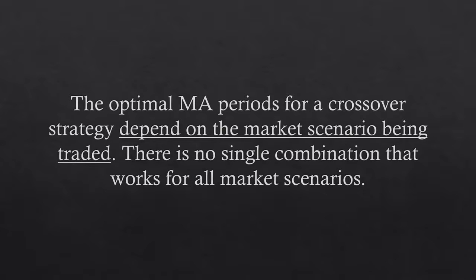Secret number 7. The optimal MA crossover periods. The crossover between 2 moving averages is a common strategy among retail traders, but there are some issues with this approach that many traders are not aware of. The main problem with these strategies is that they assume different market conditions can be traded using the same moving average periods, and that's incorrect. The optimal moving average periods for a trending market are different than the optimal periods for a sideways market.